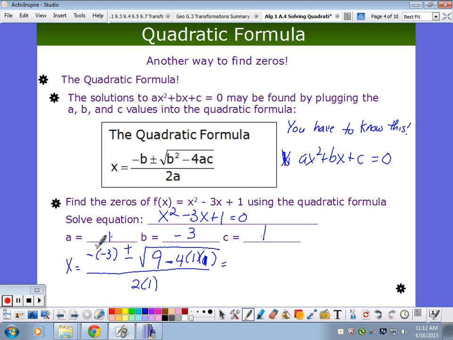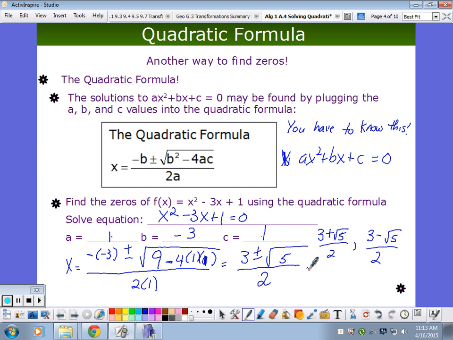Okay, so now let's reduce a little bit. Negative, that's a 3. Plus or minus, that's 4, right? 9 minus 4. What's 2 times 1? So these are the solutions. There's actually 2 numbers. What are the 2 numbers? 3 plus the square root of 5 over 2 and 3 minus the square root of 5 over 2. That's what that plus or minus is doing. Does that answer your question about the plus or minus, Ryan? These are 2 numbers. Now this is the exact solution.